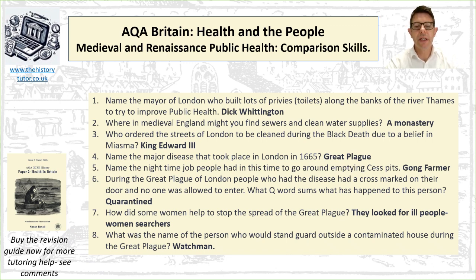And how did some women help to stop spread of the Great Plague? And so they were women searchers. They would go around looking for ill people. And then once they'd found an ill person, question number 8, who would obviously guard the door during that quarantine? The watchman. So you would have this quarantine idea of women would go around searching. If they found somebody ill, they'd have the X marked on the door, as it were, and then the watchman would watch them. And if they were still safe after the quarantine time, they'd be let out, and it was helping to contain the illness, of course.